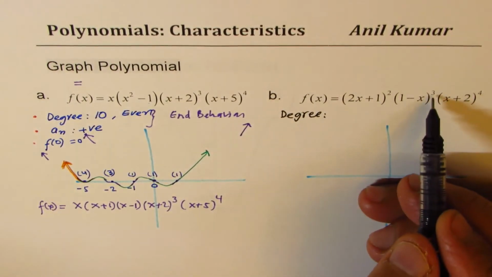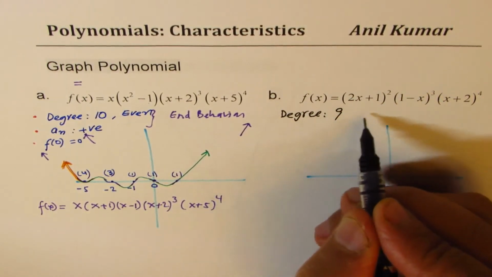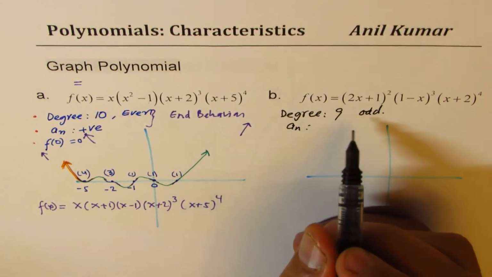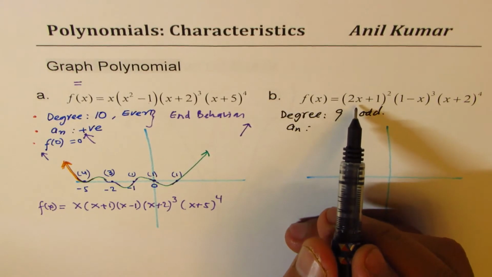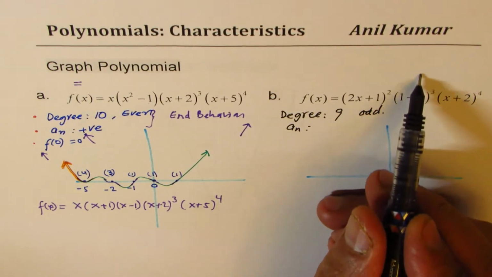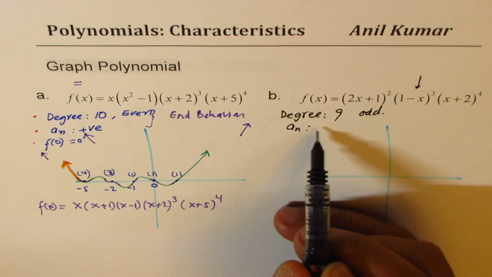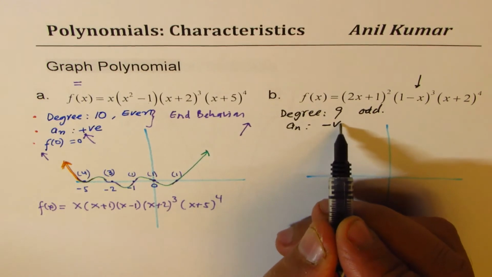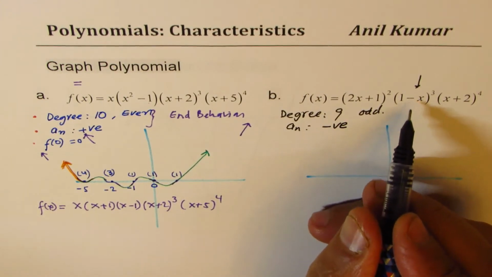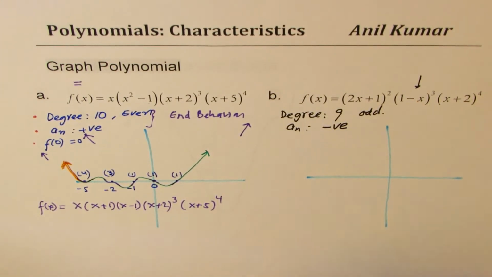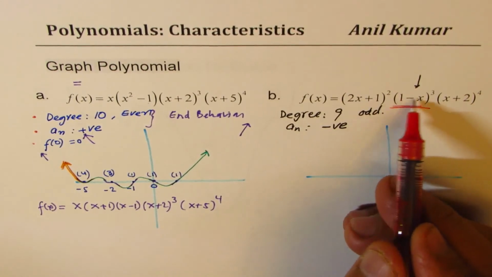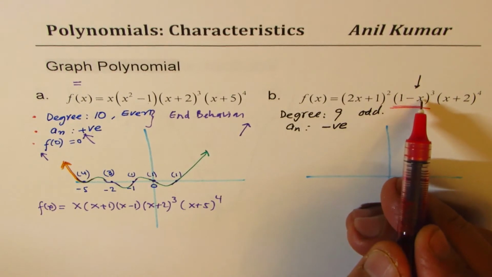Degree is 4 plus 3 is 7 plus 2, 9. So we have odd degree. Okay. Now what is the leading coefficient? Now you'll be surprised to see that I have switched this value. So it is negative because minus x cube will give me minus. So it is negative. Do you see that? It is not positive. So that's the kind of trick which you may see in the test paper. Note, it is not x minus 1. It is 1 minus x.